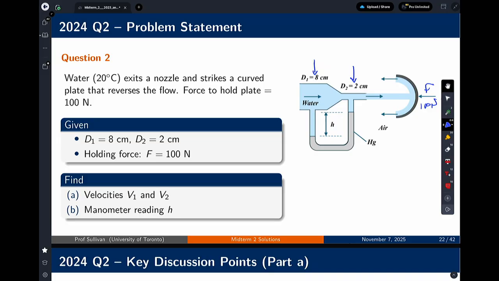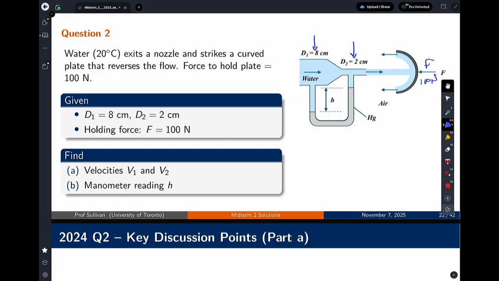You're asked to find velocities v1, v2. Those are easy because you have a manometer, you got a height, or no, you don't have the manometer height. You have the manometer reading, which is h. So in this particular problem, you're actually going to backtrack all the way. You're going to extract out what the velocity of the jet is from the force. So that means it's a linear momentum problem.